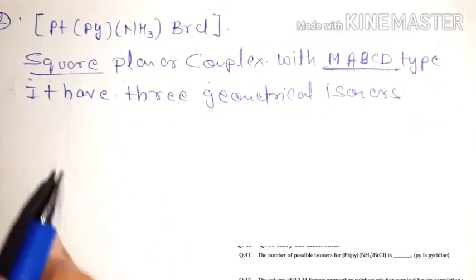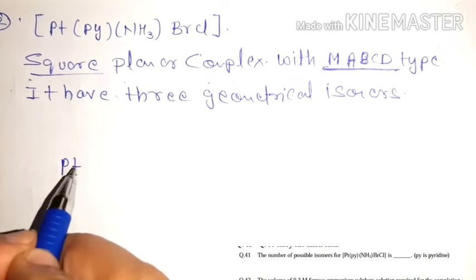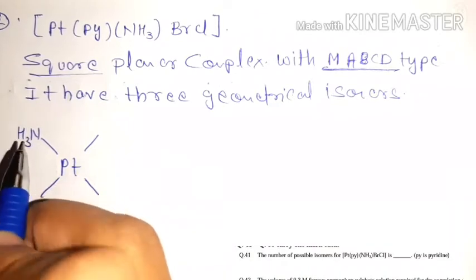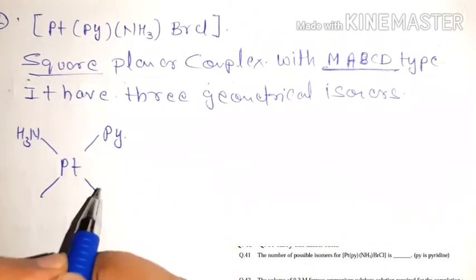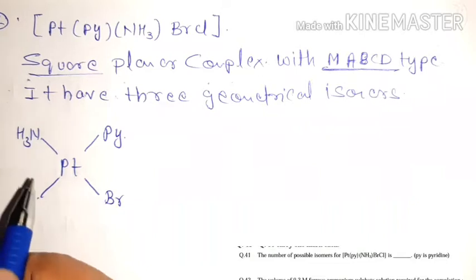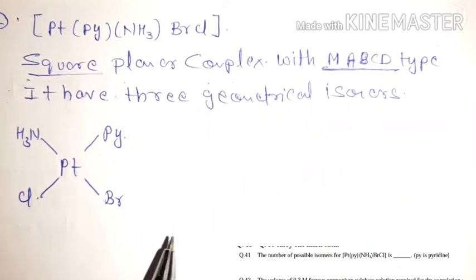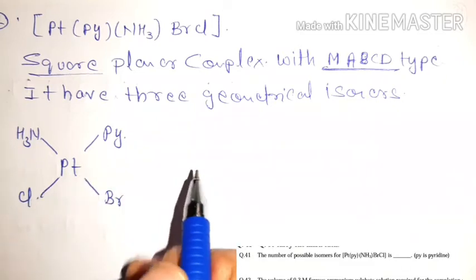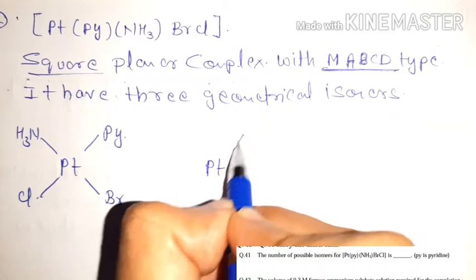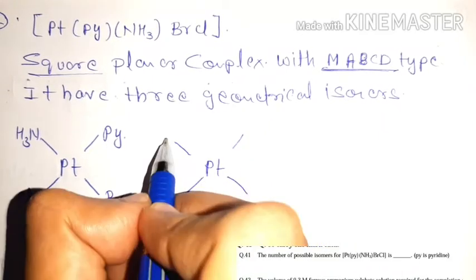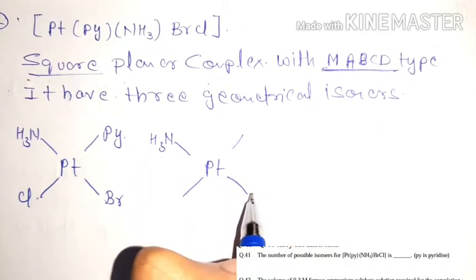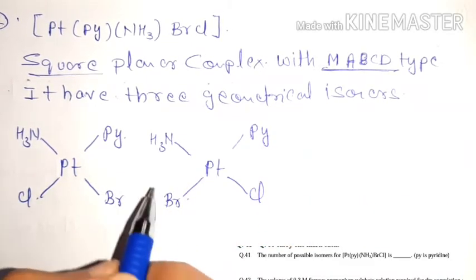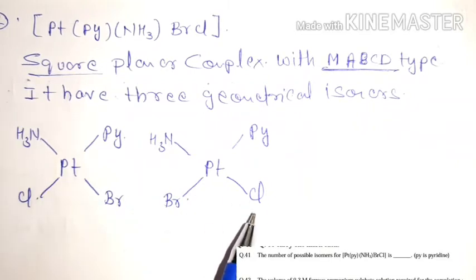Suppose NH3. So the first isomer is this: NH3, Py, Br and Cl. Now see here, NH3 and bromine are trans to each other. Now we can change the relative position of these three ligands. Now in your next isomer, you see that NH3 and Cl are trans to each other. In the first, Br; next one, Cl.